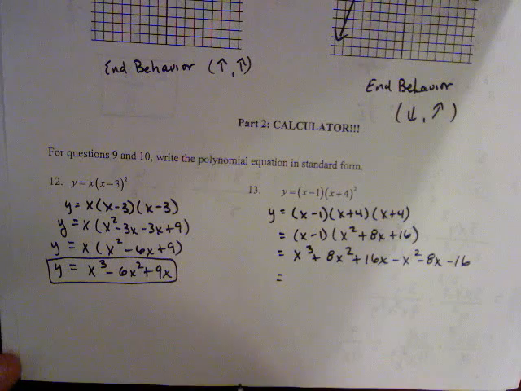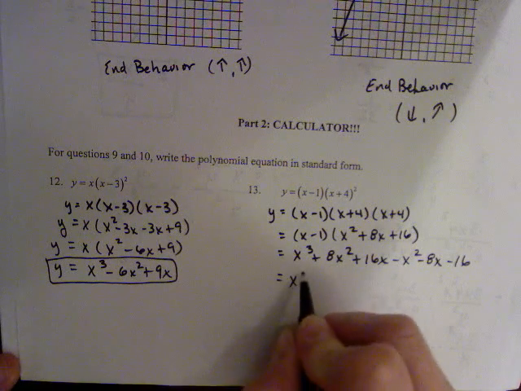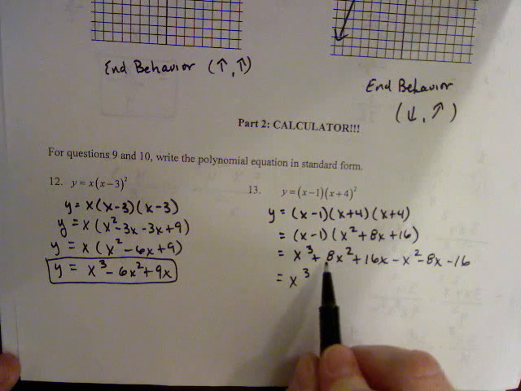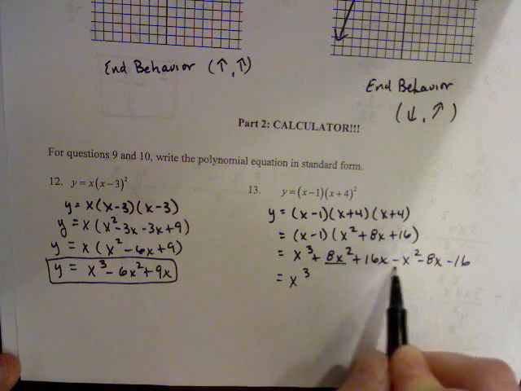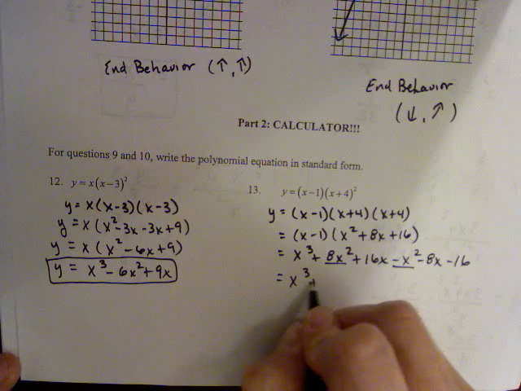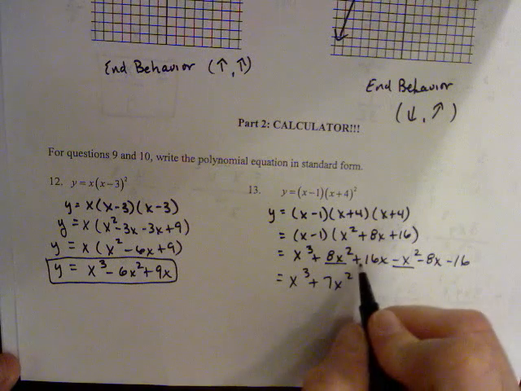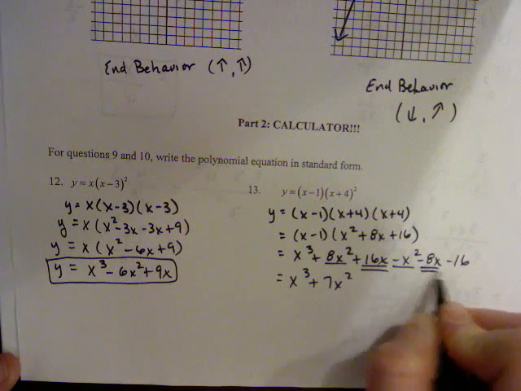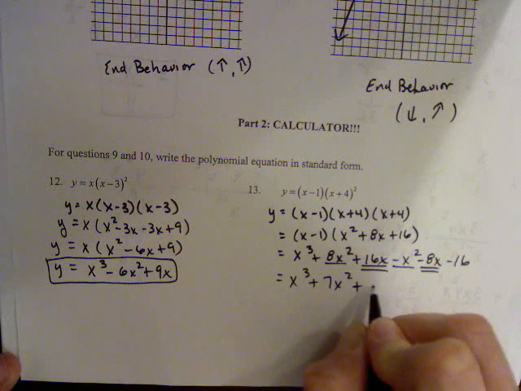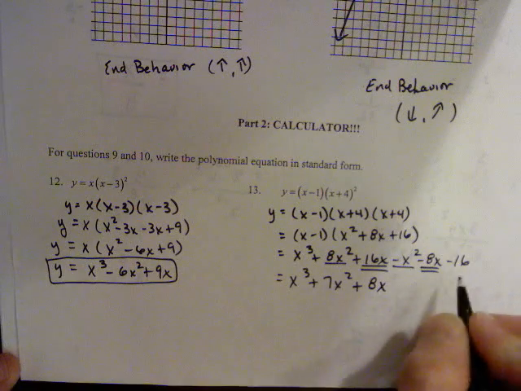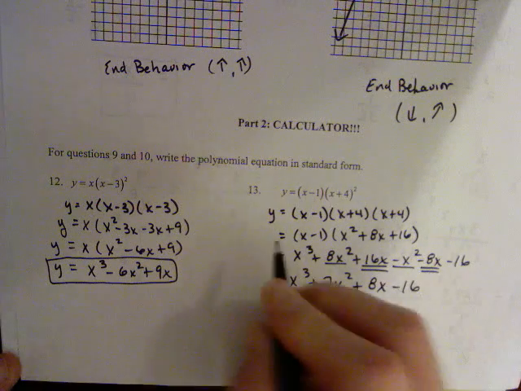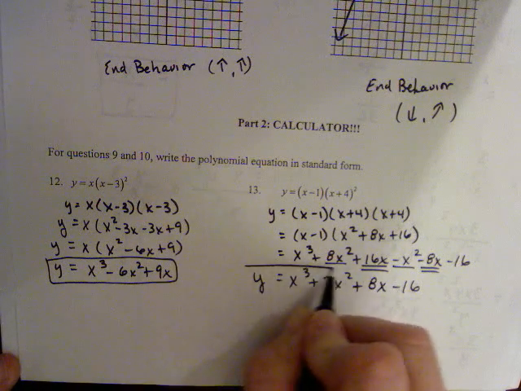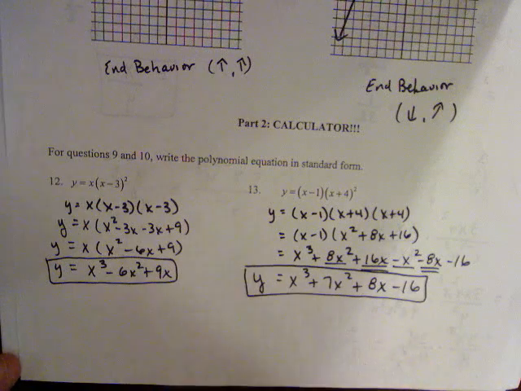We can combine like terms. We'll have x to the third. We'll combine the 8x squared with the negative 1x squared for 7x squared. We'll take the 16x and the negative 8x, combine those to a positive 8x, and carry along the negative 16. And that is the function in standard form.